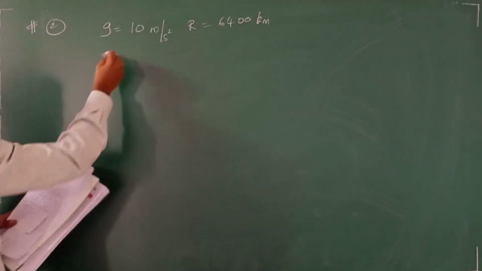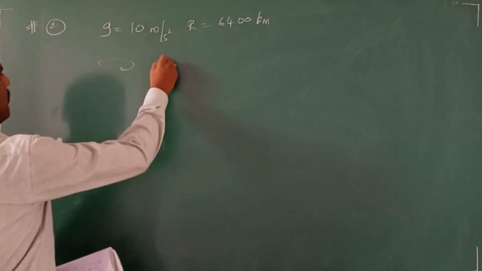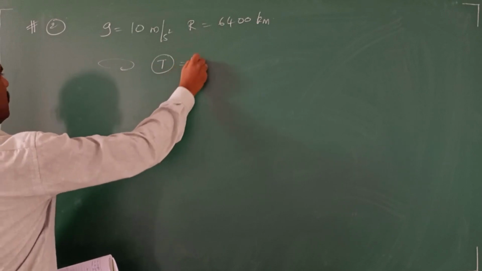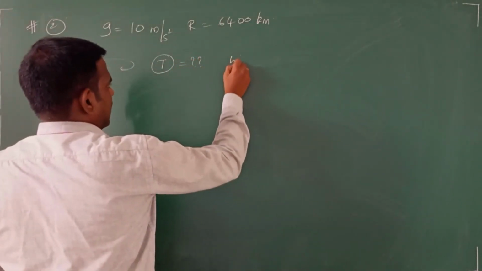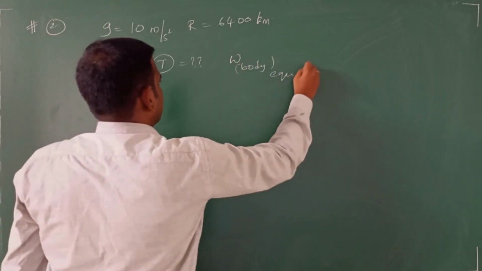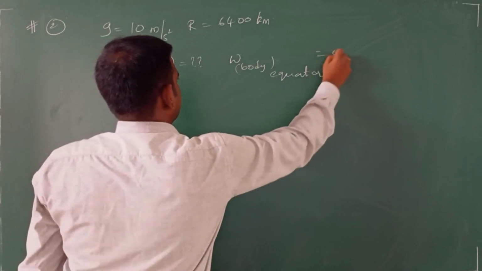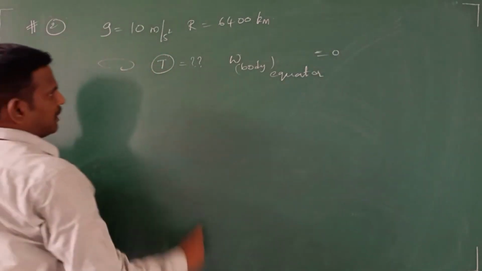Suppose Earth increases the speed of rotation. If the speed of rotation is increasing, at what new time period will the weight of a body at the equator become 0? So at the equator the weight has to become 0.